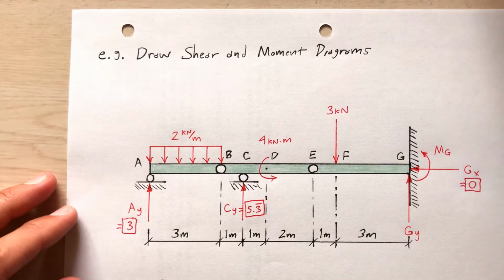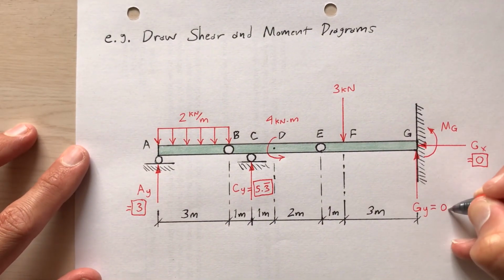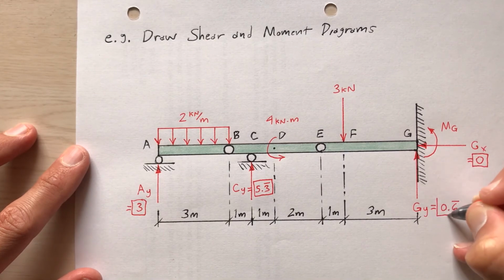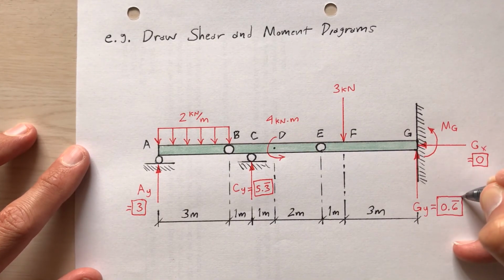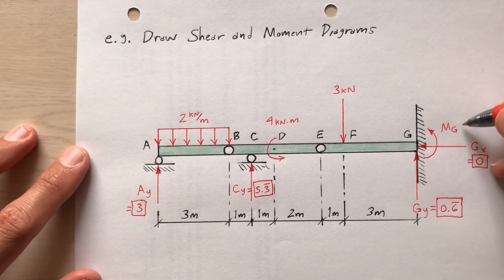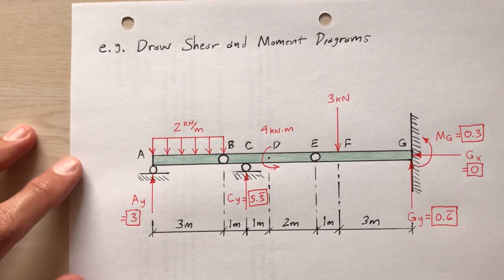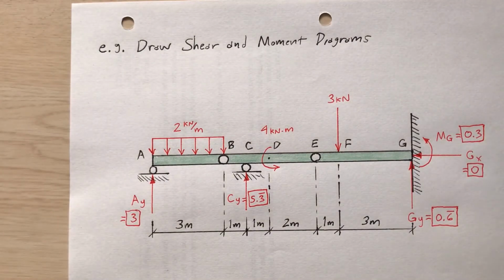Okay, so here's the main figure. So G sub y, 2/3. And then I put a box around it so that if I look at this later on, I'll know that that was not given. I had to derive it. And M sub G, 1/3 kilonewton times meters. Okay. So now I have all the external reactions.